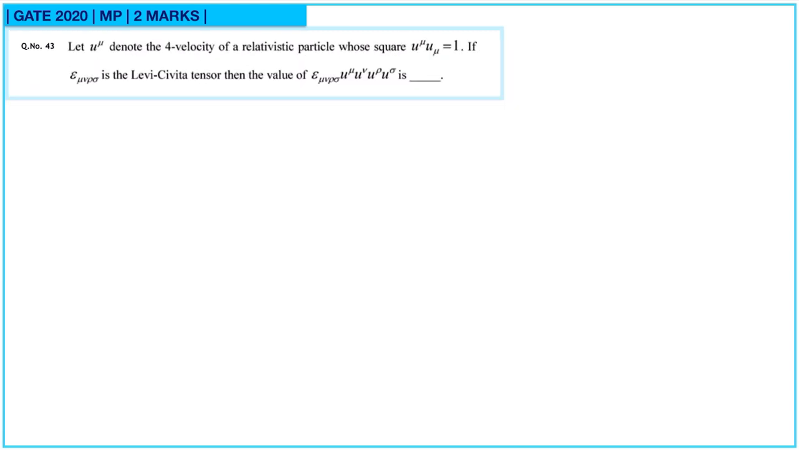Next question. Let u^μ denote the four-velocity of a relativistic particle whose square is equal to 1. If ε is the Levi-Civita tensor, then the value of this is. Now we have the Levi-Civita tensor, and it is a totally antisymmetric tensor.